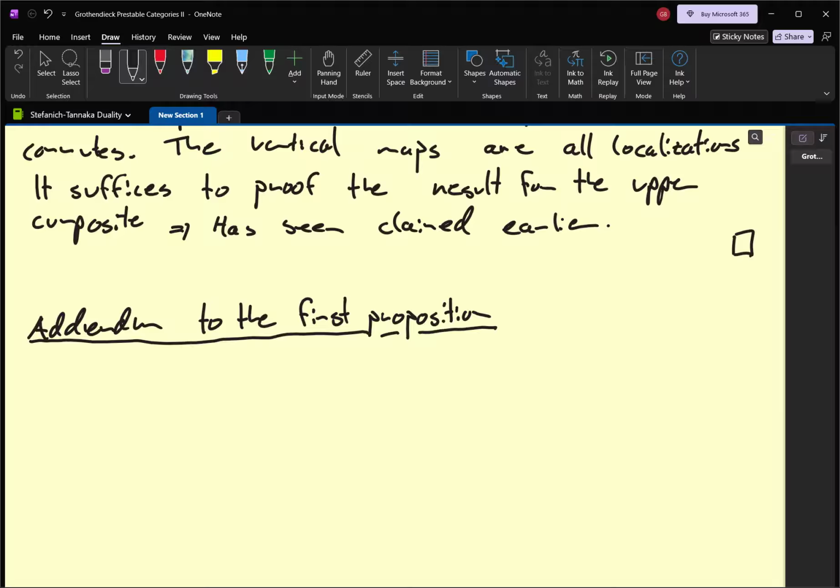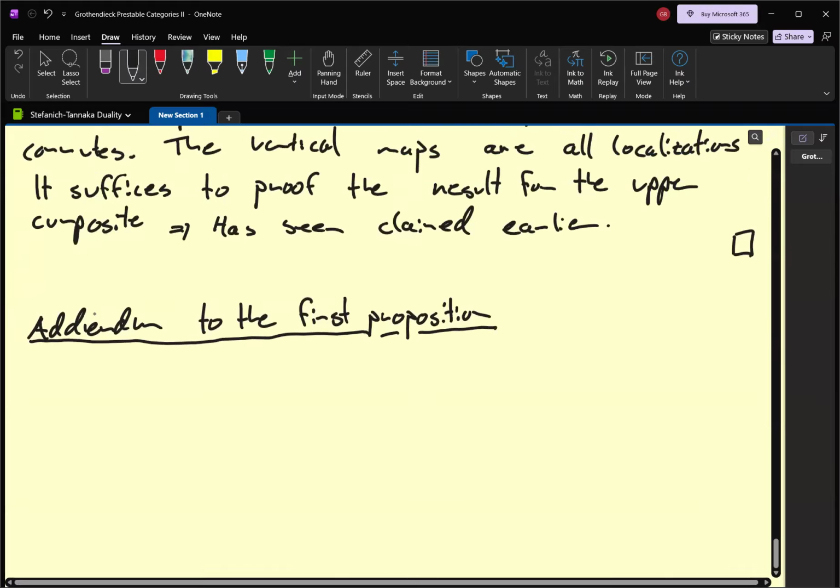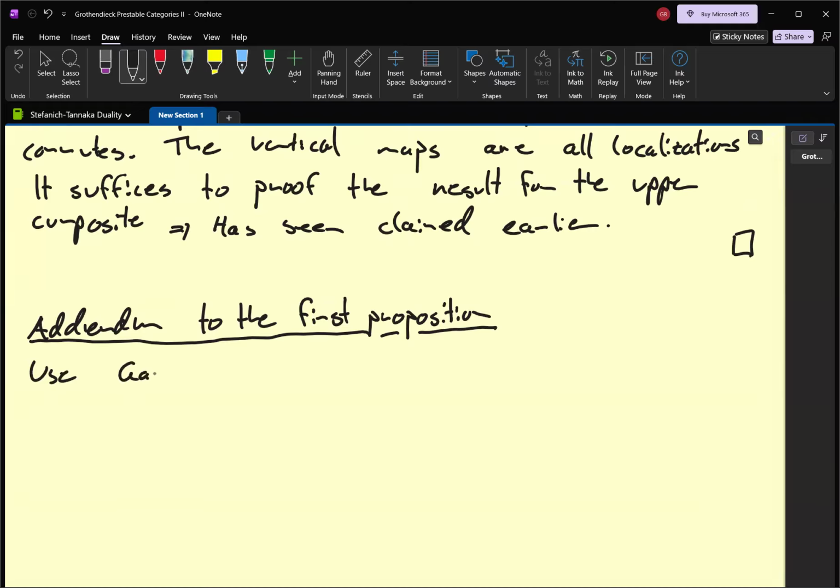So let's actually prove the first part. The first step is the following. What you want to use is Gabriel-Popescu to reduce to showing the following.